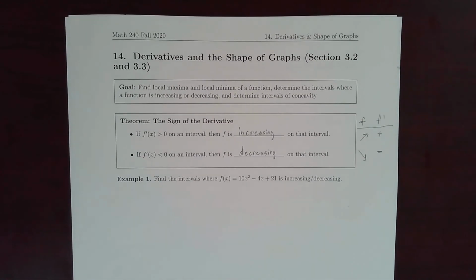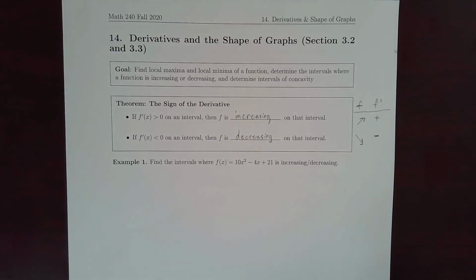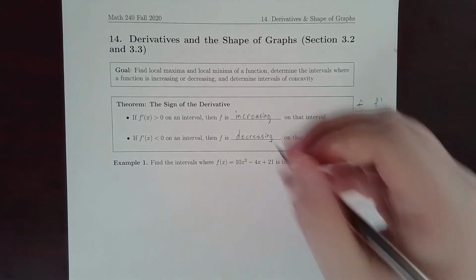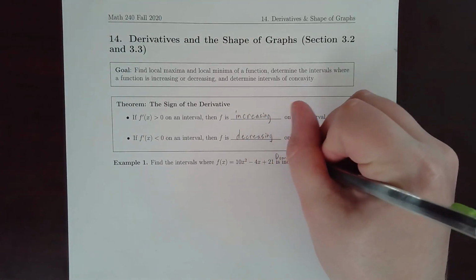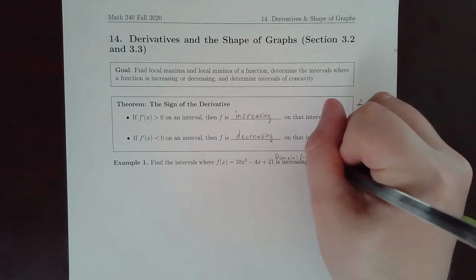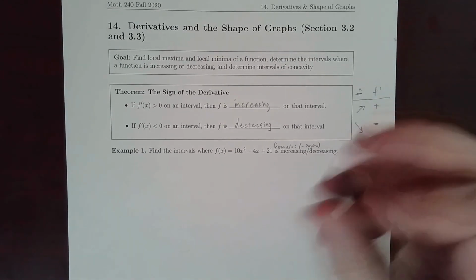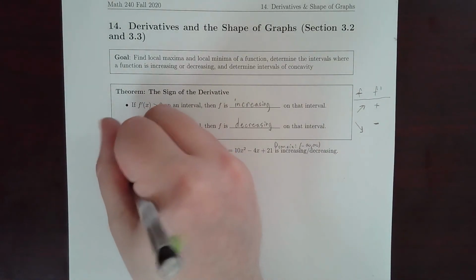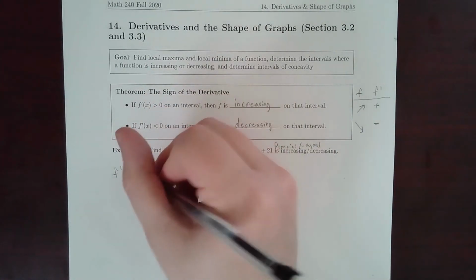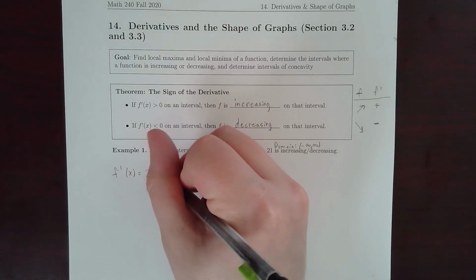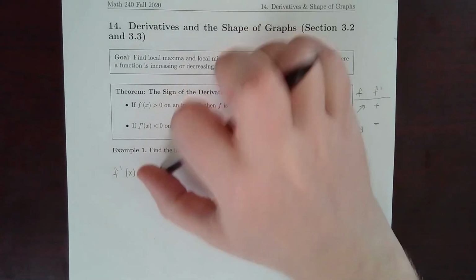So if we ever wanted to find the intervals over which a function was increasing or decreasing, what we're going to do is find the places where our critical points are. So first of all, this function has a domain of negative infinity to infinity. And so when we're trying to figure out where it's going up and where it's going down, we're going to look at the derivative. So the derivative of this function will be 20x minus 4.